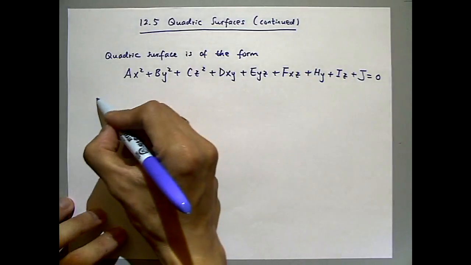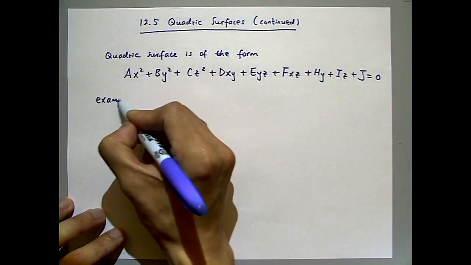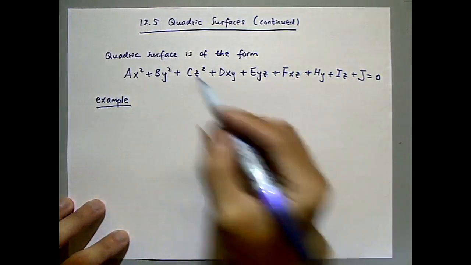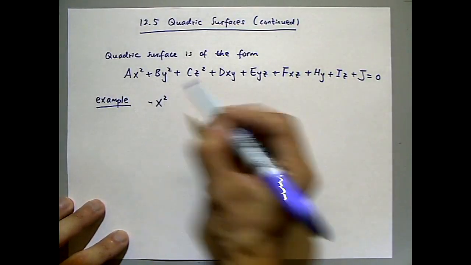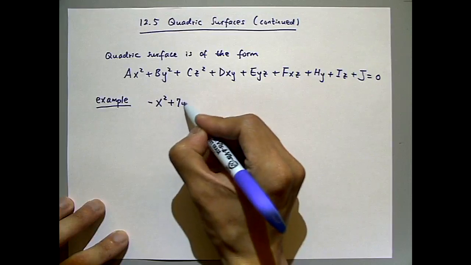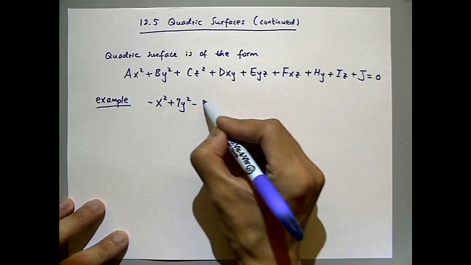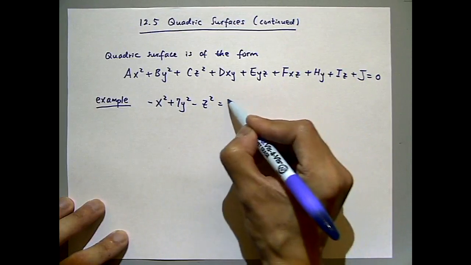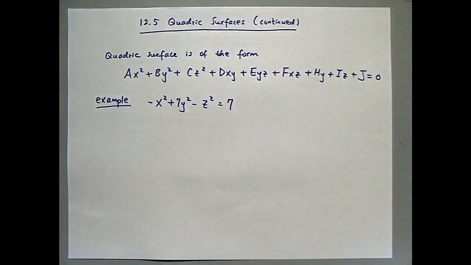All right, so let's start with this first example. Minus x squared plus 7y squared minus z squared is equal to 7. And let's find out what this thing looks like. Okay, last time, if you remember, we used traces. We essentially found slices of each of these things and then stacked them together.